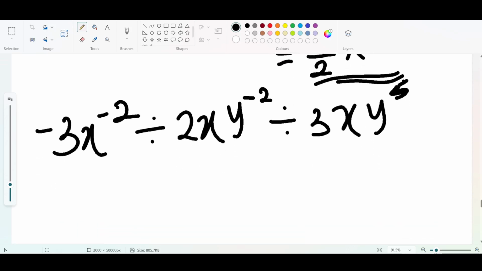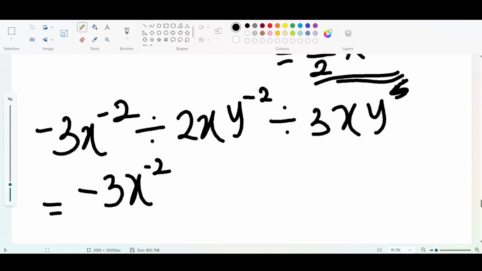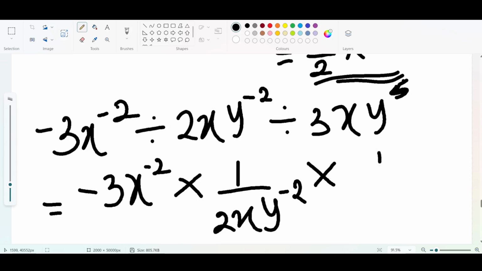Now looking at this expression, we want to simplify. What are we going to do? Now we have division here and we also have division here. So what that means is that we can invert whatever is on the right hand side of the division. For this one, we also invert it. So this is going to be minus 3x raised to power minus 2 times 1 all over 2x y raised to power minus 2, then times 1 all over 3x y raised to power 5.